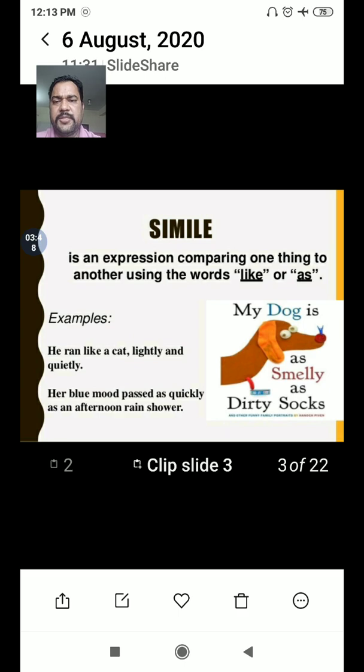First poetic device is simile. It's an expression comparing one thing to another using the words like or as. Examples: my dog is as smelly as dirty socks. Another example: he ran like a cat, lightly and quietly. So the person is given the quality of a cat; he is compared with a cat. Next, her blue mood passed as quickly as an afternoon rain shower. The way the afternoon rain shower passed and sunshine took place, in the same way the sad mood of the person passed. So dear students, you can make your own simile. Whenever a comparison is done using like or as, then there is the poetic device simile.